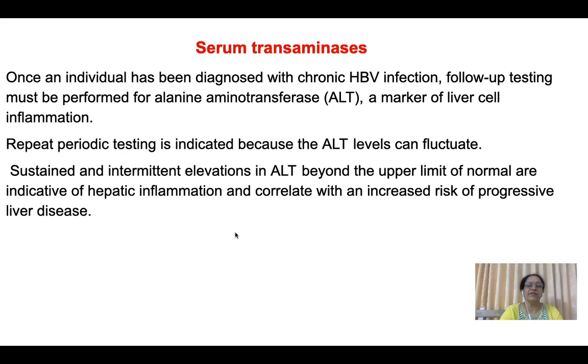One can use serum transaminases for the detection of hepatitis B. Once an individual has been diagnosed with chronic HBV infection, follow-up testing must be performed for alanine aminotransferase, that is ALT, which is a marker of liver cell inflammation. Repeat periodic testing is indicated because the ALT levels can fluctuate. Sustained and intermittent elevations in alanine aminotransferase beyond the upper limit of normal are indicative of hepatic inflammation and correlate with an increased risk of progressive liver disease.